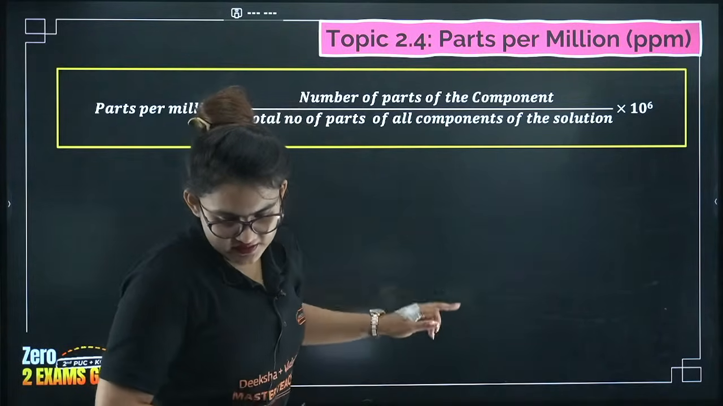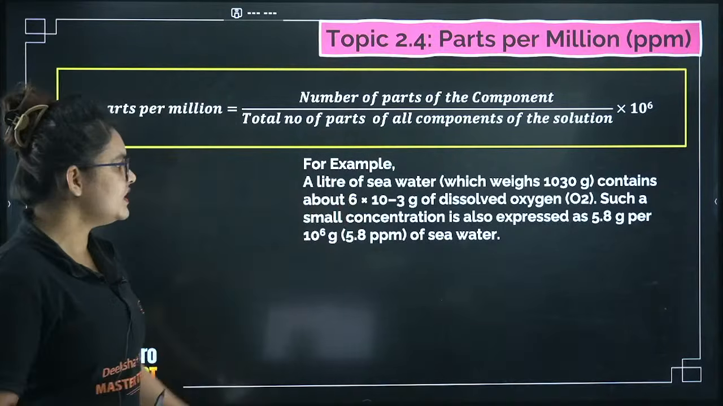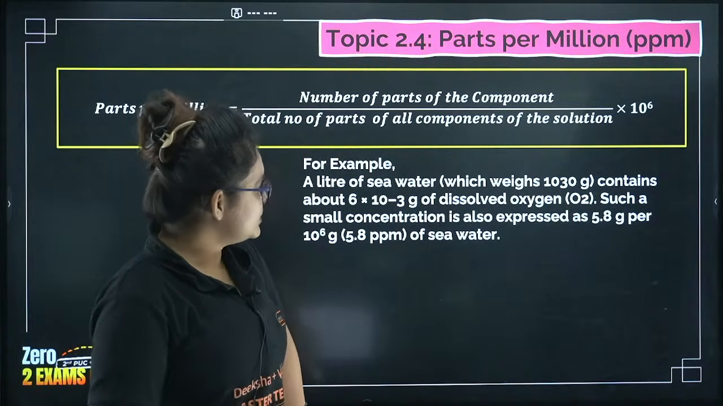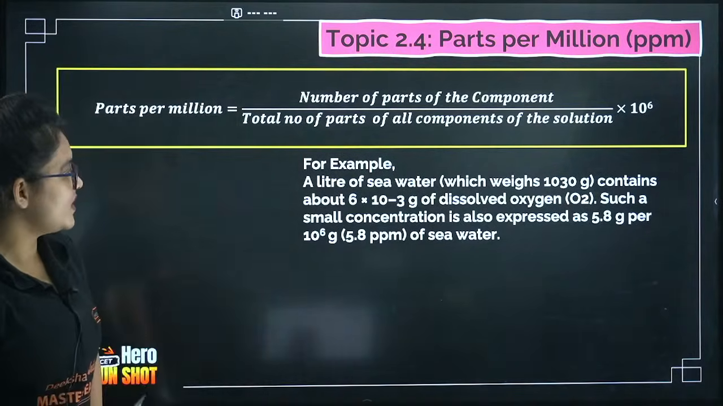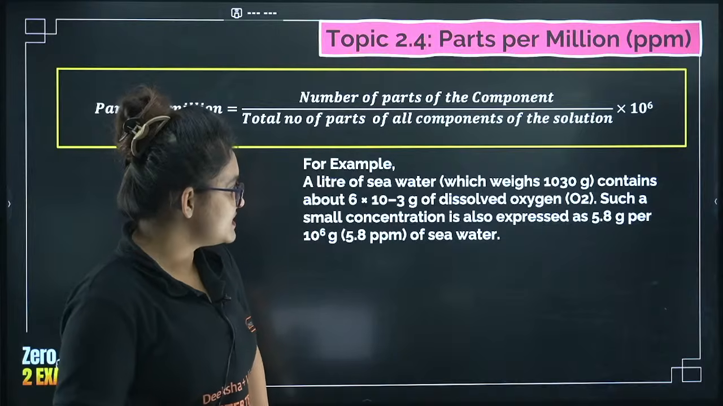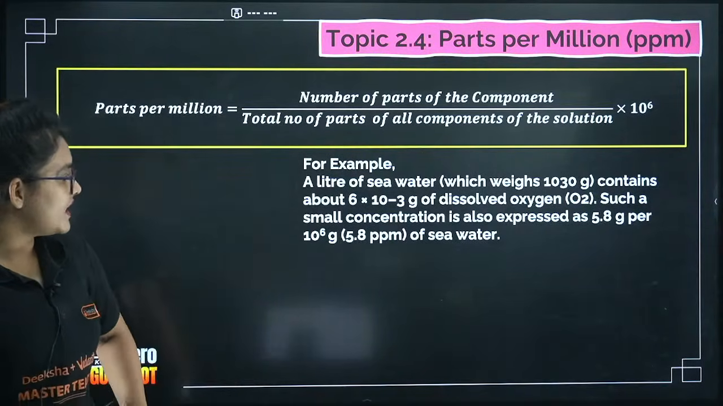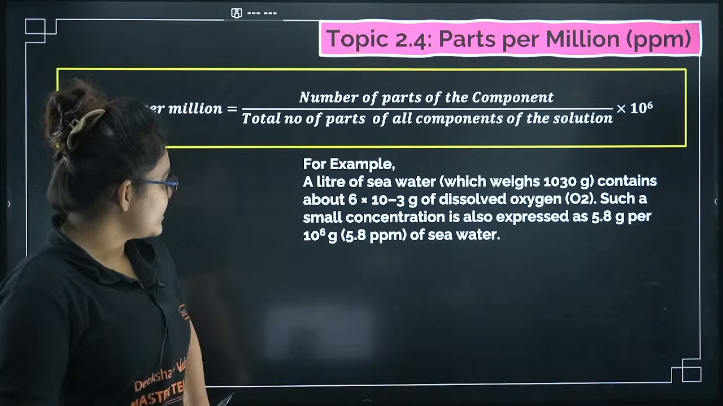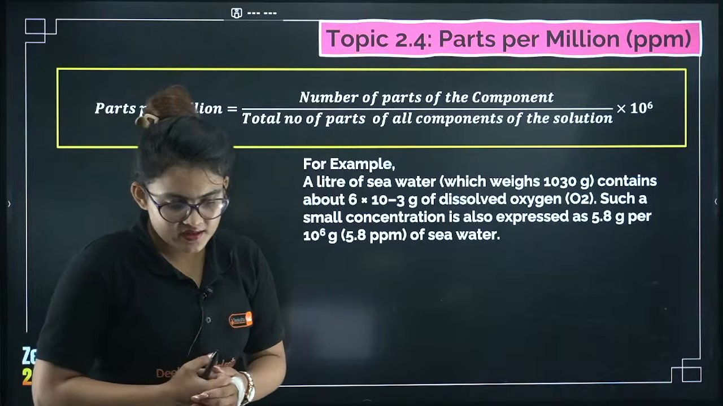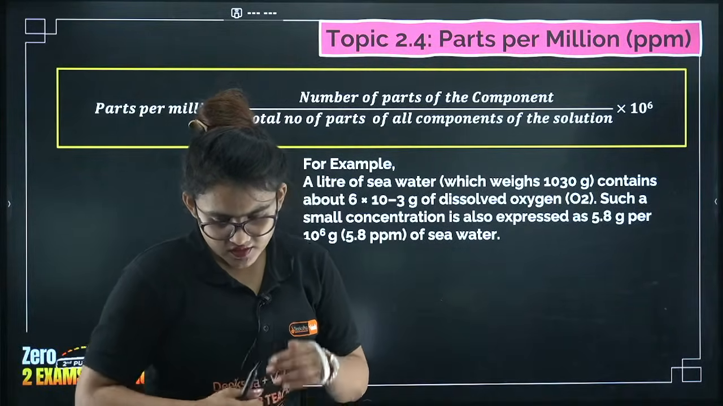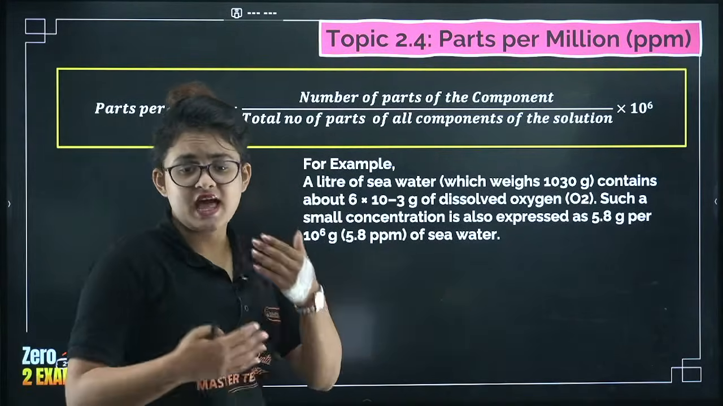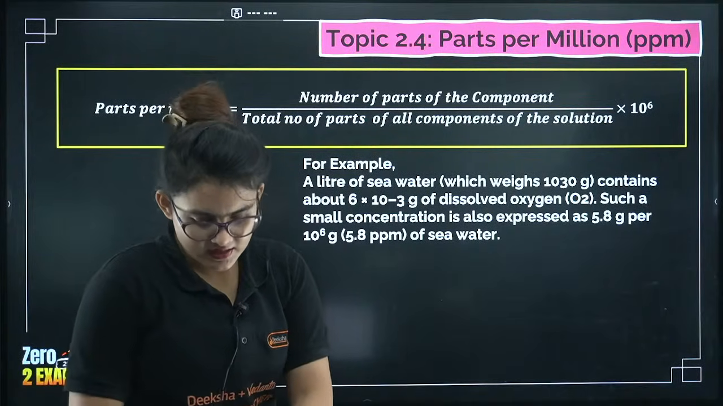So let's proceed further. Here you can see a liter of sea water, which weighs about 1030 gram, contains about 6 into 10 power minus 3 gram of dissolved oxygen. Such a small concentration is also expressed as 5.8 gram per 10 power 6 gram of sea water, that is 5.8 ppm, parts per million. This is how you can proceed. I guess you have noted this formula.